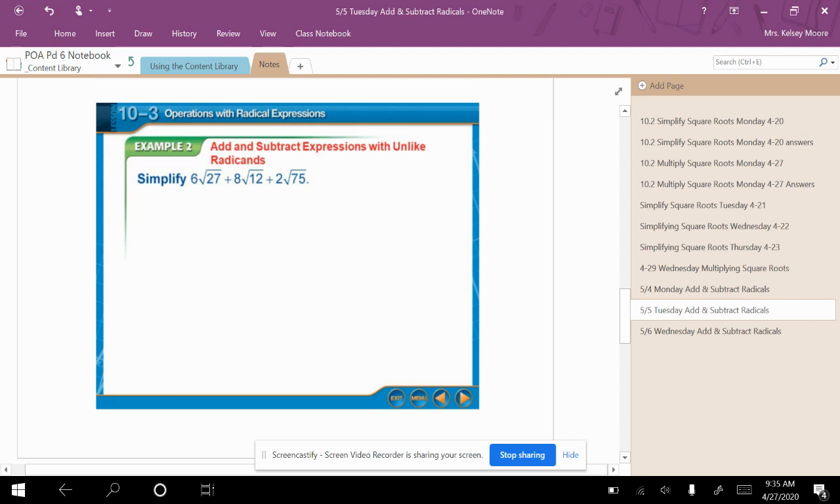Okay, the next one, I've got 3 of them now. So we want to break apart 27. And that goes down to 9 and 3. 9 goes down to 3 and 3. So circle my pair, box my single. You get 3 square root of 3. The 12 we just did, but I'll do it again. We have 4 and 3, 2 and 2, circle the 2's, box the 3. So I get 2 square root of 3.